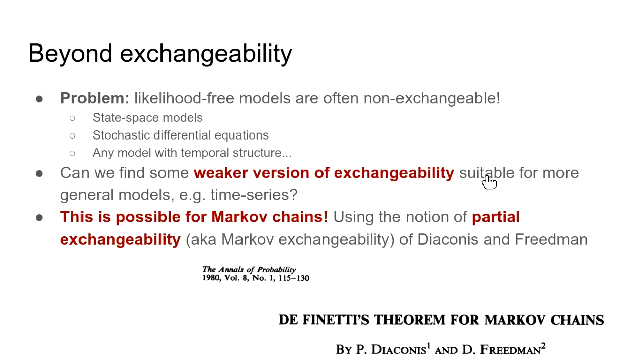And actually, such a weaker version of exchangeability exists for the specific case of Markov chains. And so for that, we borrow a lot of the theory that was developed by Persi Diaconis and David Freedman in that nice paper from 1980. And we're going to use the notion of partial exchangeability, sometimes called Markov exchangeability, that they introduced in this paper, building on some prior work by de Finetti and a lot of people.